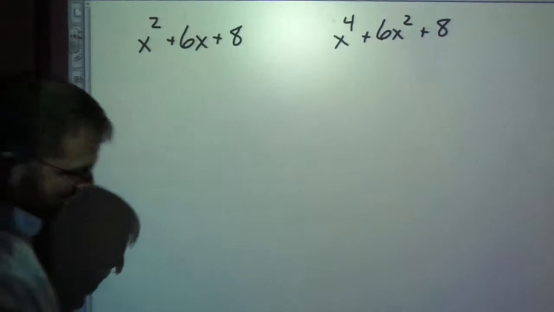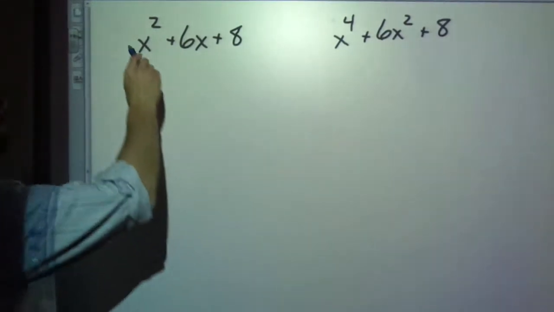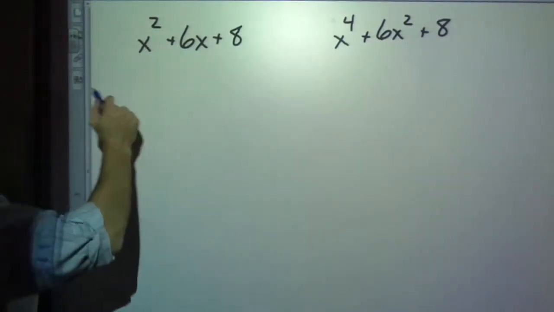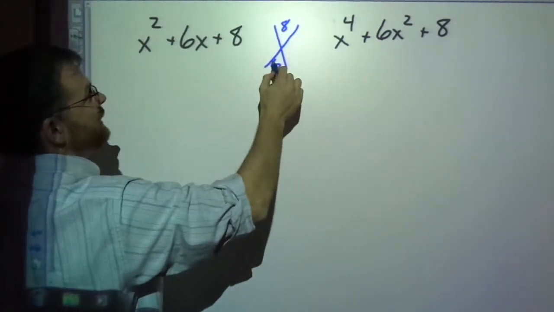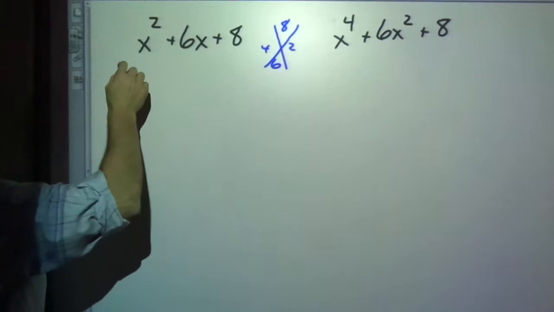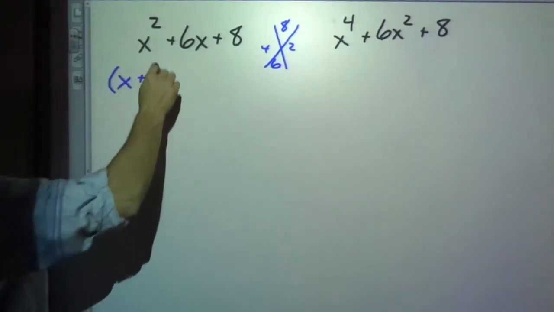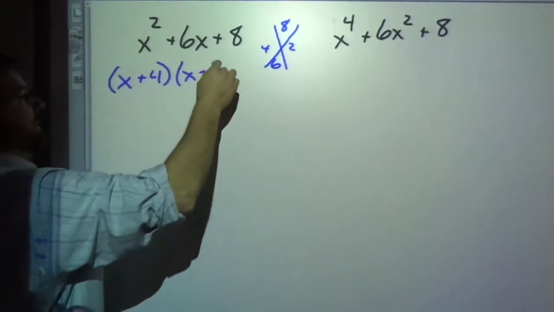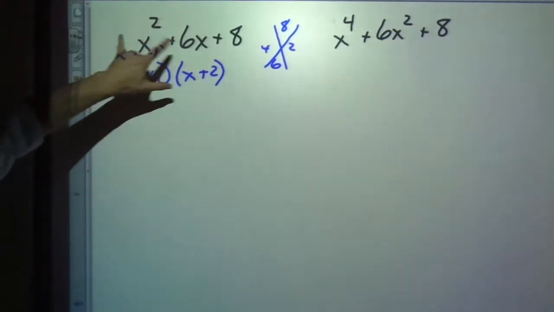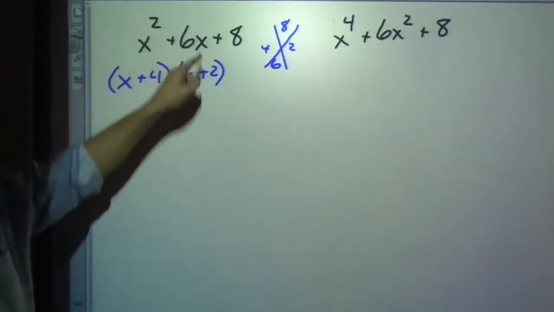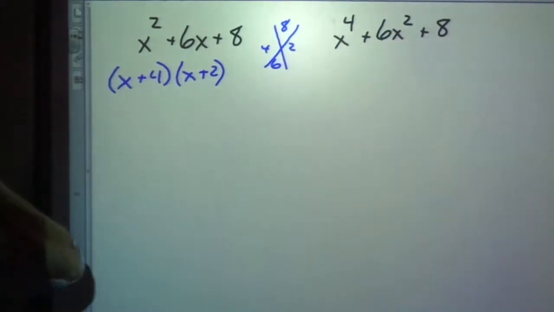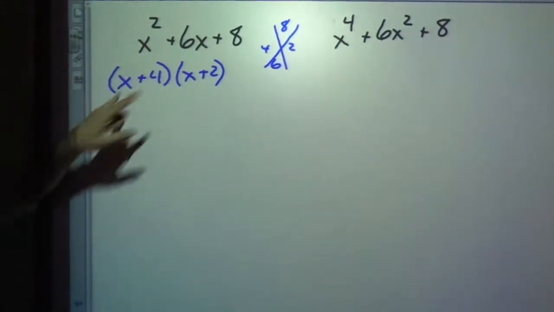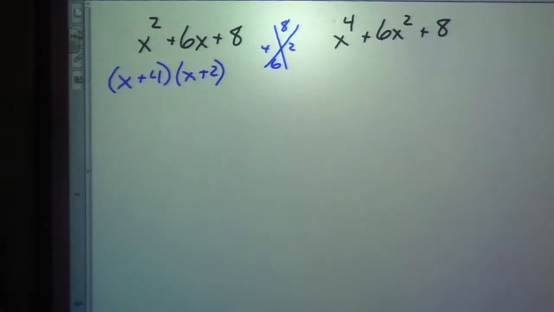You know how to do something like this, right? This is a trinomial with the first coefficient of 1, so we just do 8 and 6, and that would be 4 and 2. So we know how to do this one: x plus 4, x plus 2. But what if we change the exponents? Instead of x squared and x to the first, what if it's x to the fourth and x squared there? See, now it's a little bit different. How can we adjust our answer to make this work?